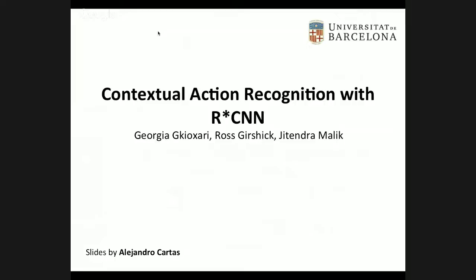Hi, I will present recognition with R*CNN. This work is done by the team of Jitendra Malik from UC Berkeley. There is also Girshick, who works on it. I think he used to work for Microsoft and now he works at Facebook.